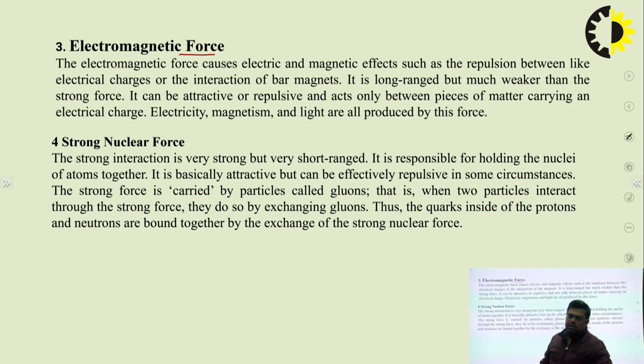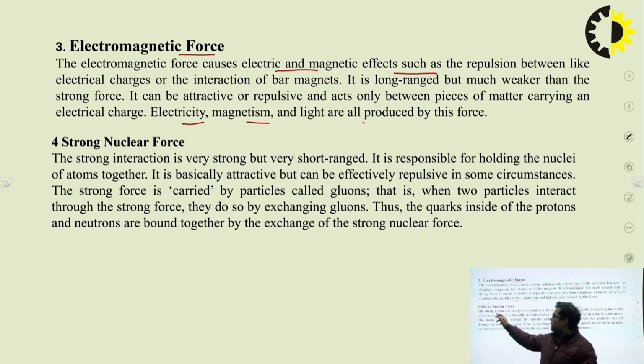Another one is the electromagnetic force. This force is caused by the electric field and the magnetic field, and by attraction or repulsion between electric charges, like positive to positive, positive to negative, and negative to negative. It can be attractive or repulsive and acts between two pieces of matter carrying electrical charge. Electricity, magnetism, and light produce this kind of force.